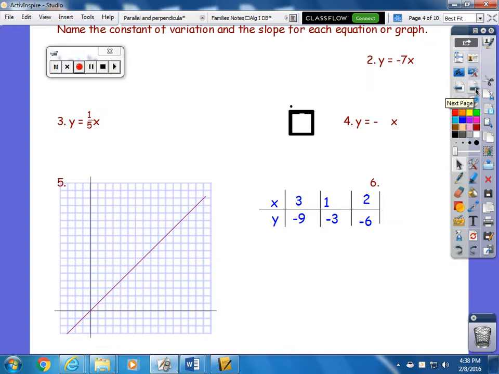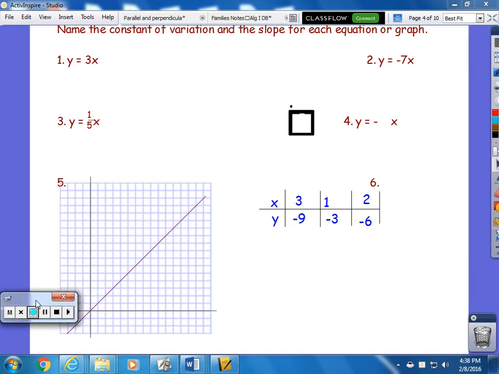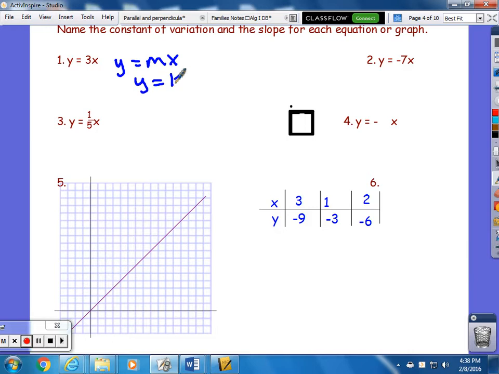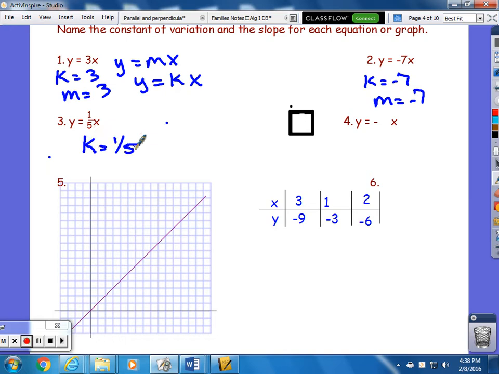So if you look at each one of these equations, the first one being y equals 3x, and if I ask you what is the constant of variation there, then you'll know it's y equals kx for direct variation, so my k is equal to 3, and that's exactly the same thing as the slope. So please note it is the same thing. On this one, what is k equal to? -7, and that's what the slope is also. Here y is equal to 1/5 x, k is equal to 1/5, and here k is equal to -1. There's no coefficient of x, therefore it has to be -1.